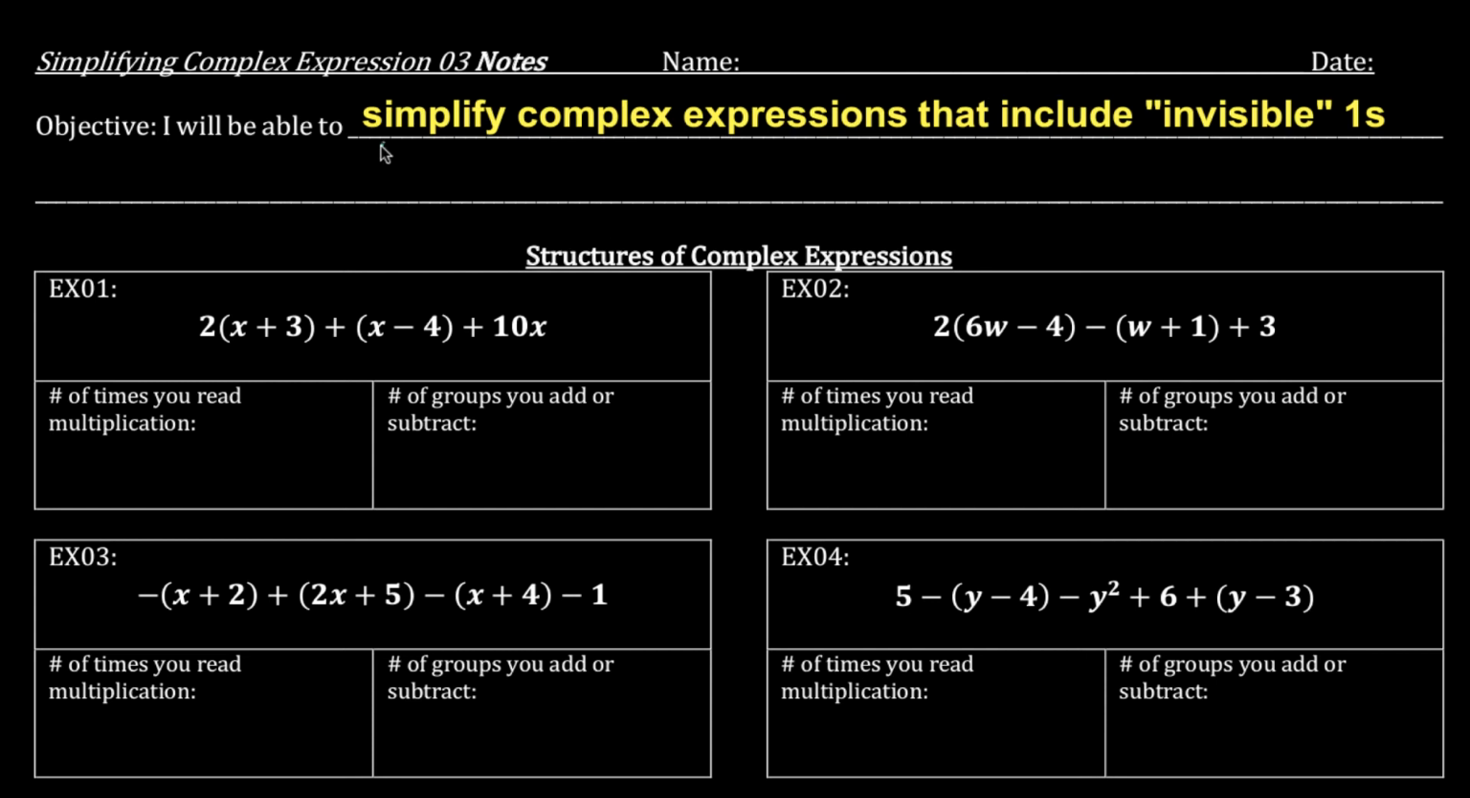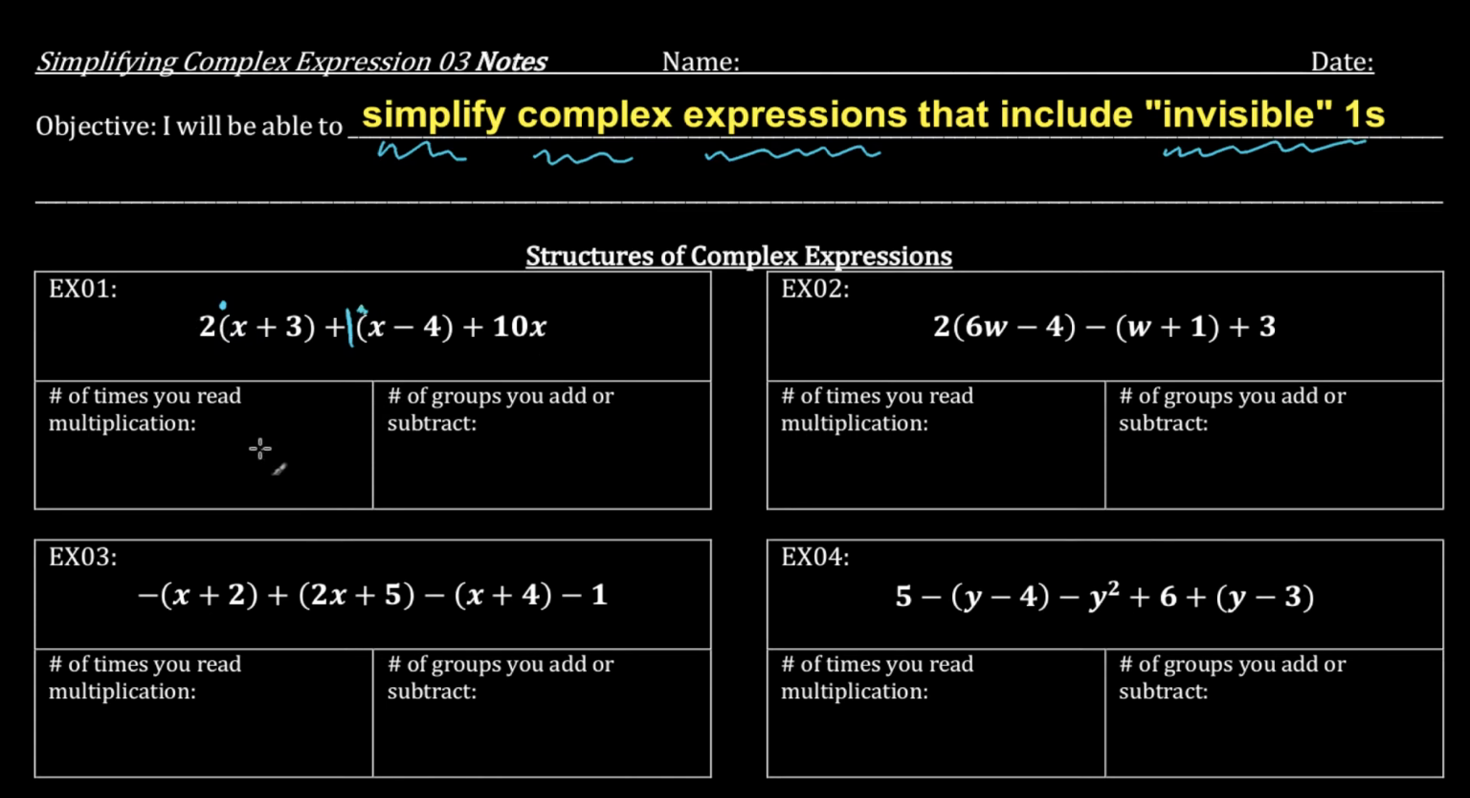Okay, so in this lesson, we are going to simplify complex expressions again. This time we're going to include invisible ones, and I went ahead and threw in a little bit more complicated multiplication. So we can read this as 2 times x plus 3 plus, you see how this has a parenthesis right here? Well, I like to put a 1 here. Plus 1 times x minus 4 plus 10x.